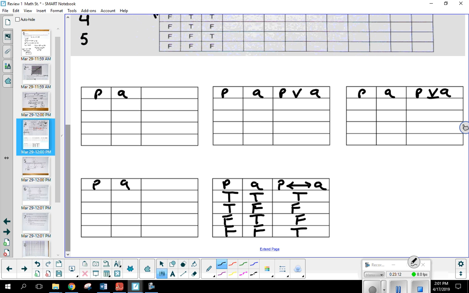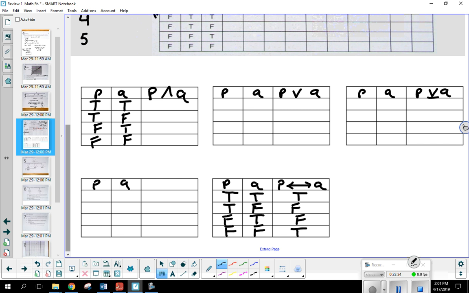Now before we go ahead and get into this right here, let's review some of these to make sure we remember what's going on. Let's do P and Q. So I'm going to go true, true, false, false, and then true, false, true, false.